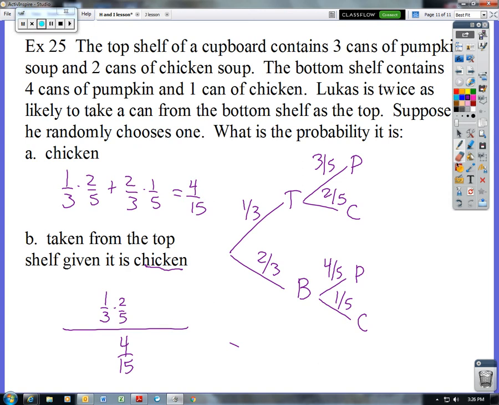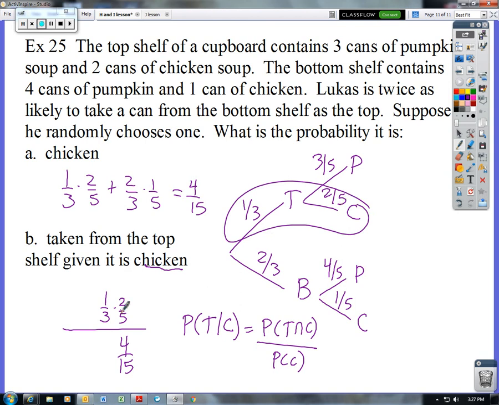If you don't like just thinking about it, you can use the formula. So the probability that it's from the top given chicken is the probability of the intersection, top and chicken, over the probability of chicken. And then top and chicken is this one right here, the 1/3 times the 2/5, and the probability of chicken is the one we just figured out up there. So when we flip these, 15 over 4, that's a 15, we get 2/4 or 1/2. And that concludes this little guy.